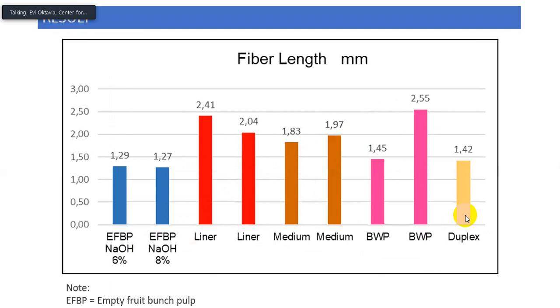This is the fiber length. As we can see, EFB is a short fiber. And in Indonesia, we import around 50% of recycled paper from outside countries. It means that we import long fiber. Indonesia's geography, we cannot produce long fiber. And compared to the commercial brown paper, the fiber length of EFB pulp is shorter. But this is an uncommon study. Usually a shorter fiber length will give lower physical properties, but not with EFB pulp using this technology.